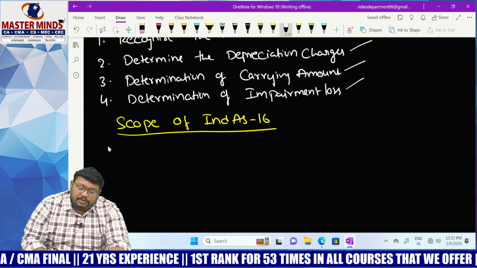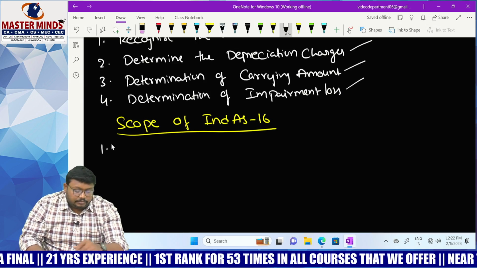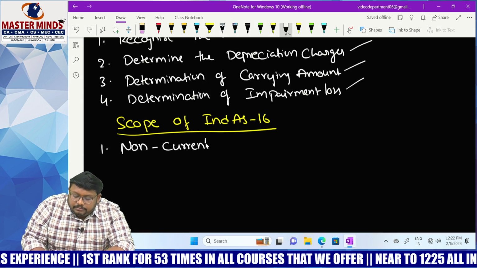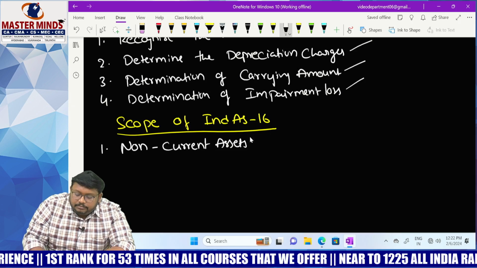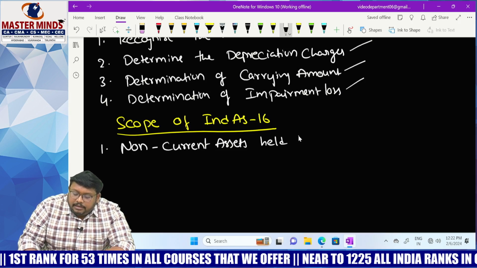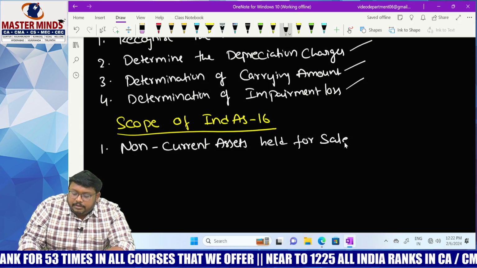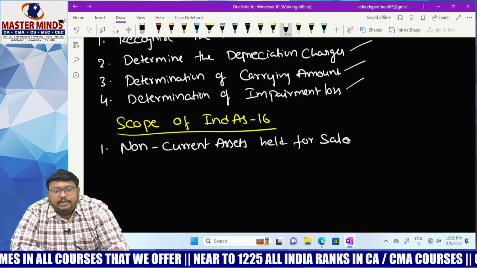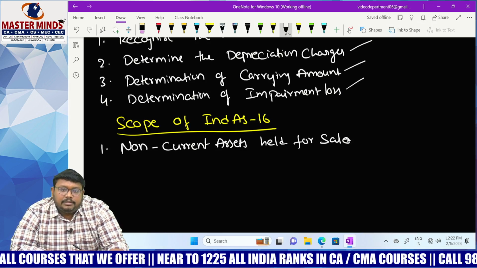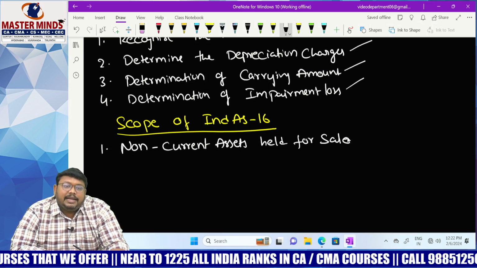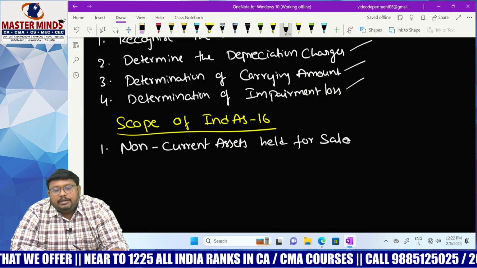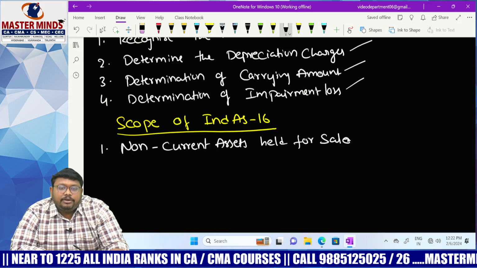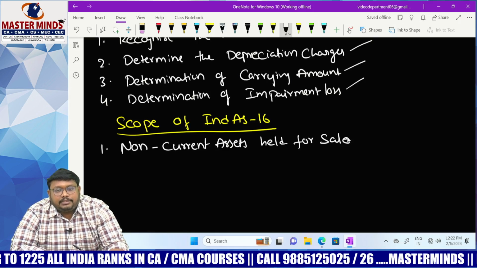Okay. So first of all, the first one, non-current assets held for sale. Generally, non-current assets are not held for sale, right? But if any non-current assets held for sale are there, that means this is not your goods. You are not a furniture dealer, but some furniture is there that you are not using, and you want to sell that asset.